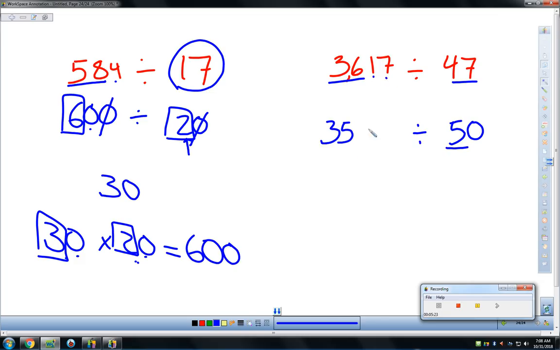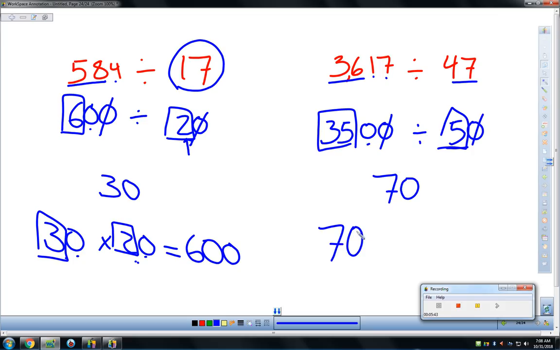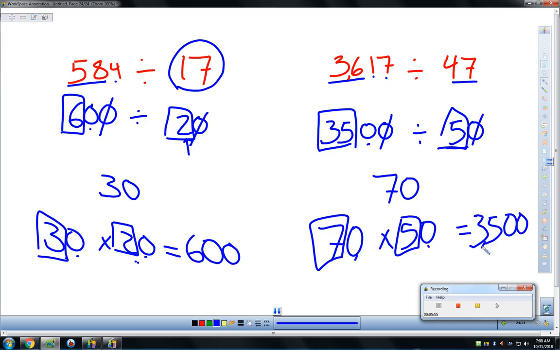Then obviously these two need to become a 0 because we need to make sure it's still in the thousands place. Now they both have 1 zero in common. 35 divided by 5 is 7, with 1 extra 0. The quotient is 70. All right, let's check. Quotient times divisor. 5 times 7 is 35, with 2 zeros tucked on, 3,500.